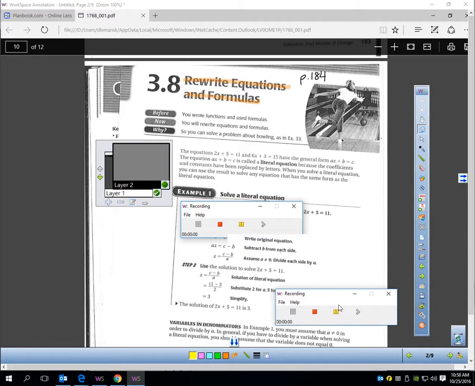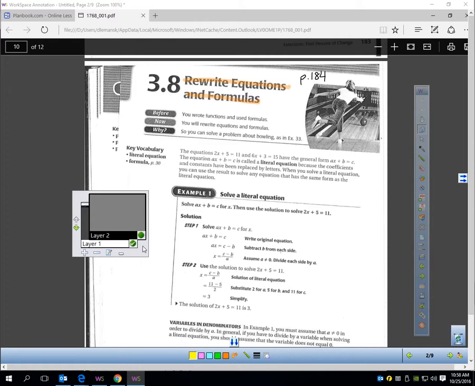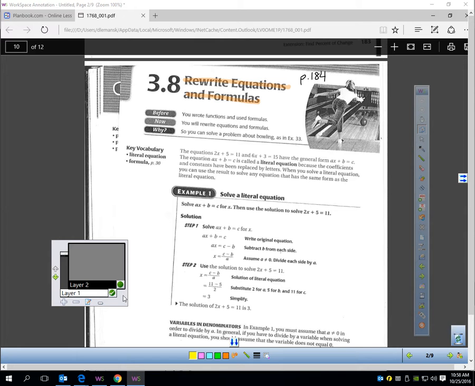This is lesson 3.8, entitled Rewriting Equations and Formulas. You should be on page 184. This is going to be probably the first time this year that one of the vocabulary words in our book we're not going to need to know.